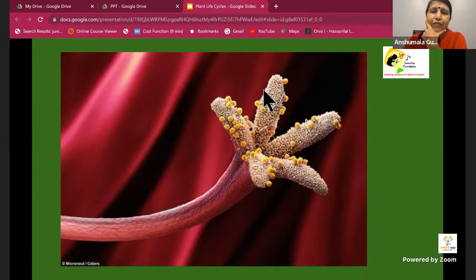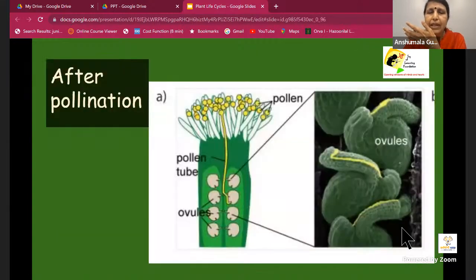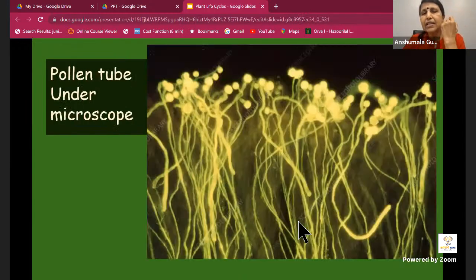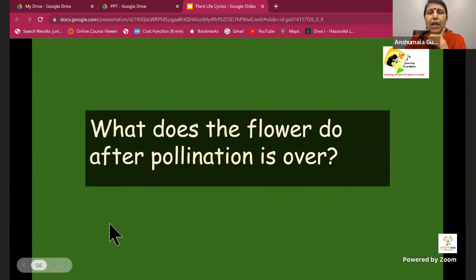So pollen has landed on the female tip here, and now it will grow a tube. It will grow a tube to reach the unfertilized seeds, the seeds which are currently not mature. The pollen tube goes, meets the seed, which are called the ovules. And here's the pollen tube. This is an actual photo. And then fertilization happens, and the seed starts developing. So here are pollen tubes, an actual photo under a microscope, growing pollen tubes.